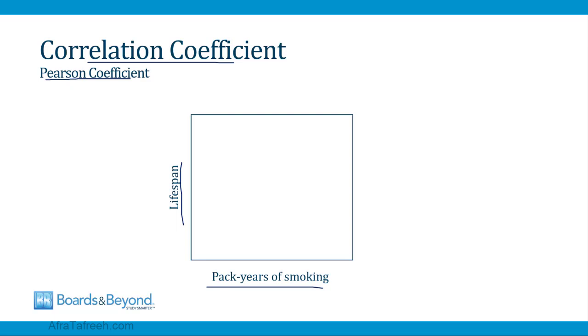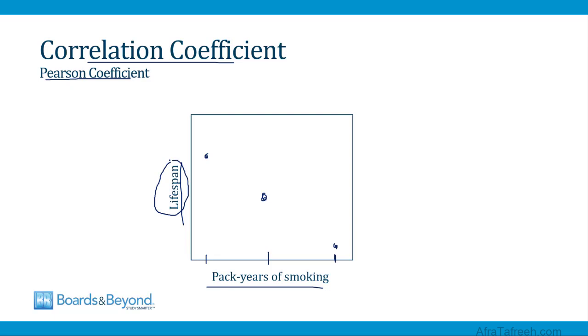Now, because we know smoking is bad for you, we would expect that individuals who have lots of pack years of smoking would have a shorter lifespan, something like what I'm marking with my pen here. And individuals who have smoked very little would have a longer lifespan, something like up here. And then in the middle, we would have individuals who have smoked a medium amount, and they would have a lifespan something like this.